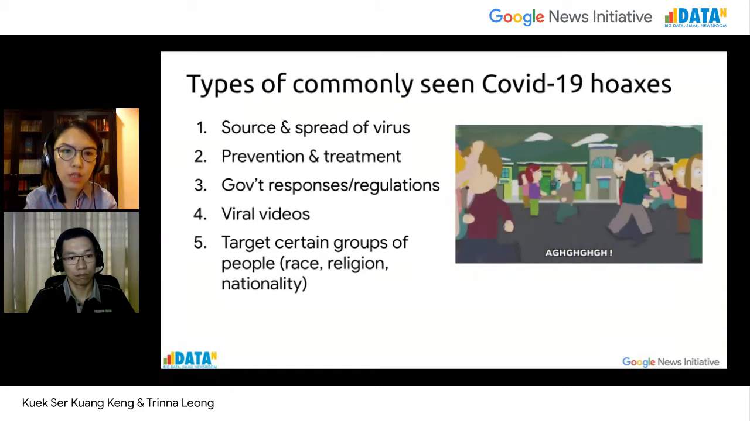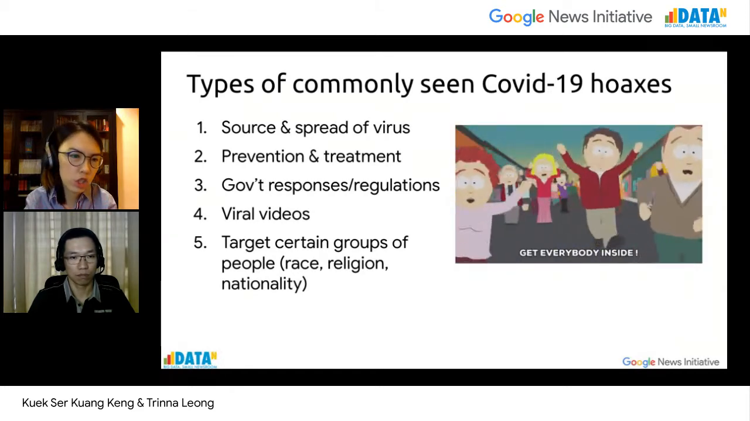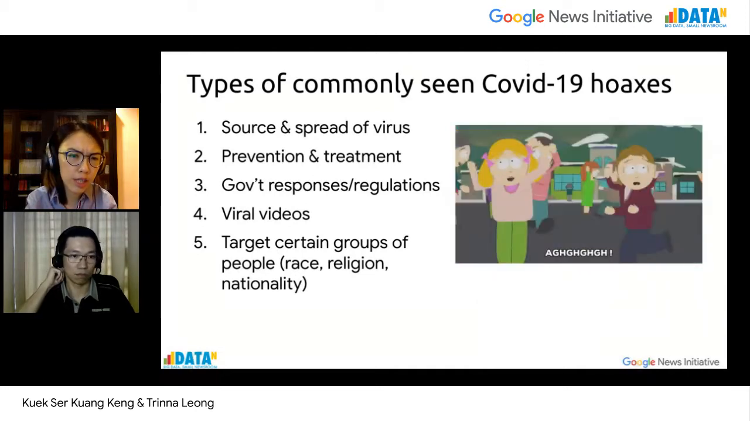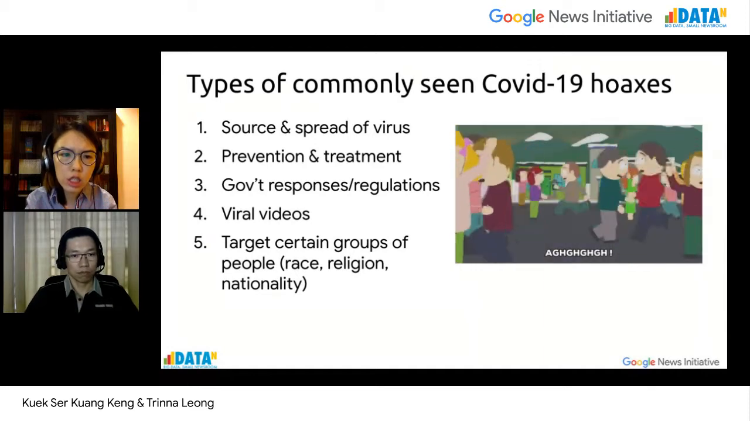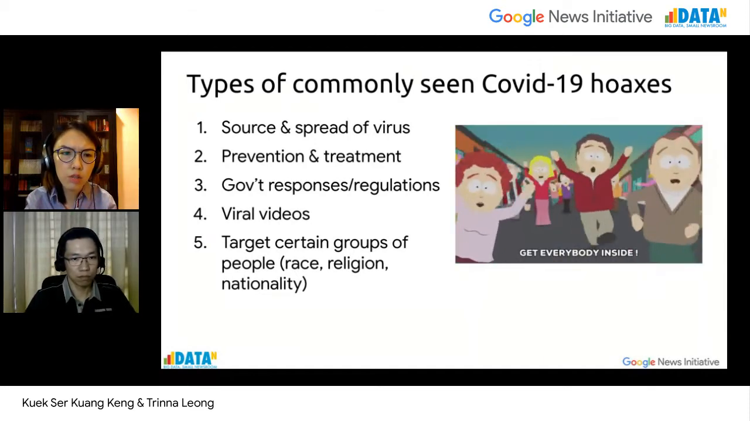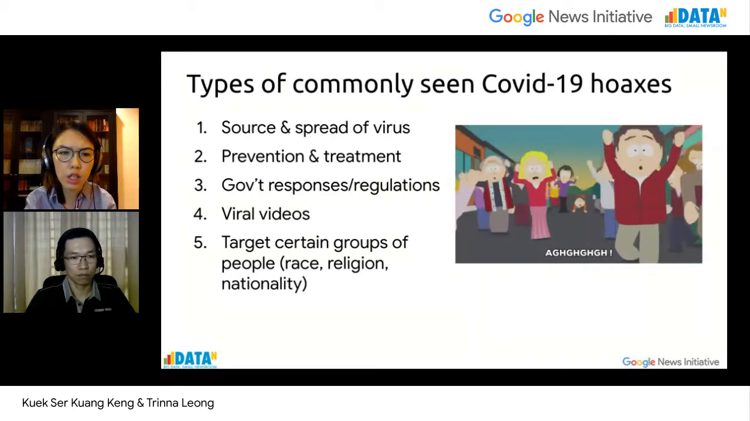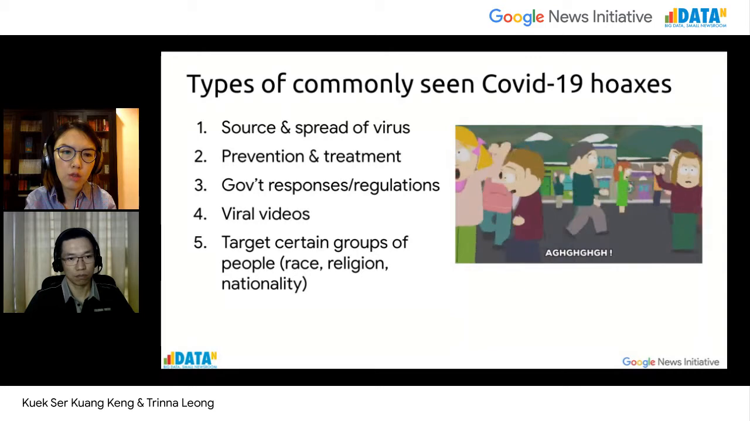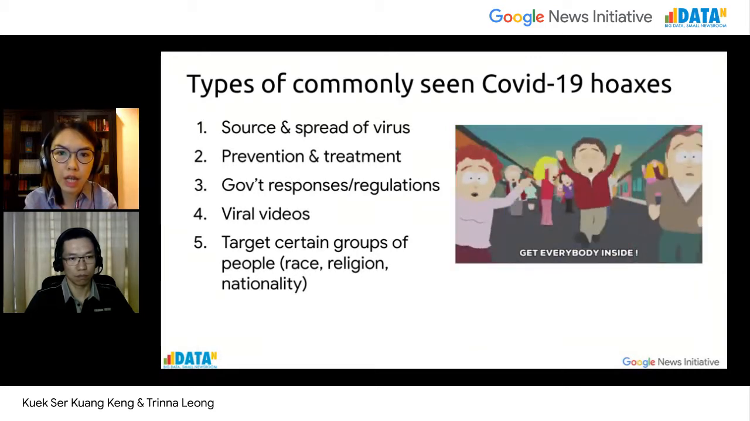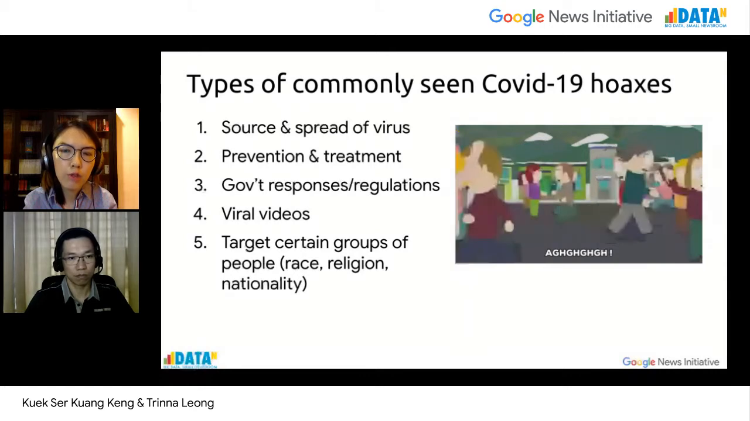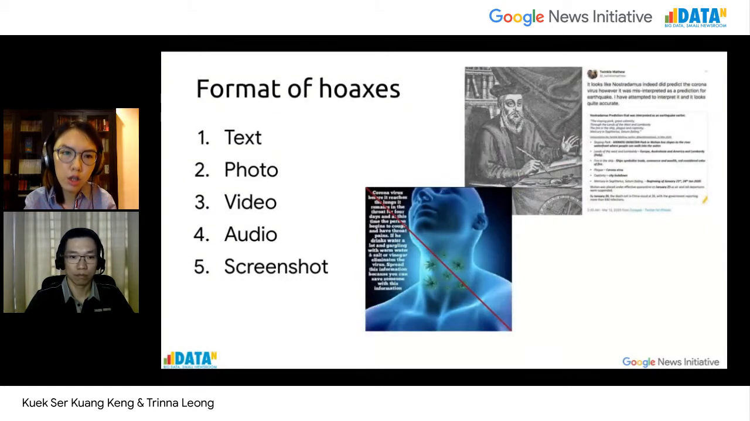The hoaxes we've commonly seen in the last 3 or so months include a lot of messages about the source and spread of the virus, prevention and treatment, even videos about that, government responses and regulations, viral videos, and also messages or images that target certain groups of people. They could incite fear or hate over race, religion, or nationality. As for the format of hoaxes, I think all of us must have at some point in the last 3 months gotten a text about COVID-19, a photo, a video, an audio message, or even a screenshot, with an accompanying claim.